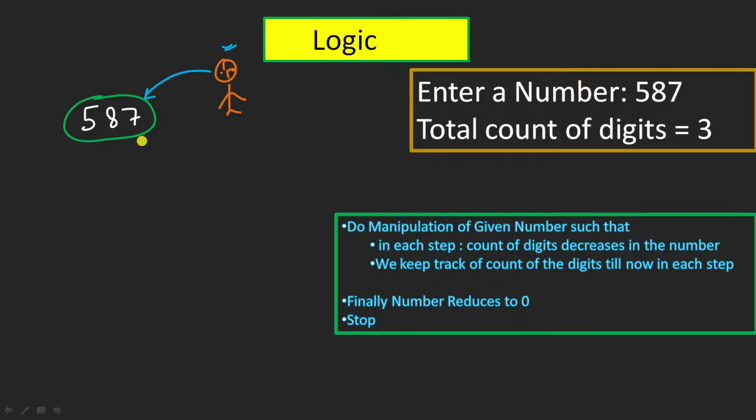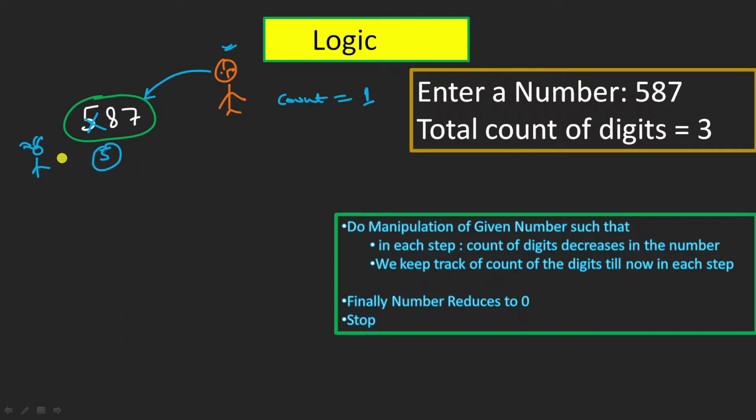Let's say another person, your friend, comes and helps you. How does he help you? He takes out one digit from this 587. Let's say he takes out 5 from this number, and he says, this is the first digit. So you say, oh, I have got 1 digit. That means currently you have found a total of 1 digit in this number.